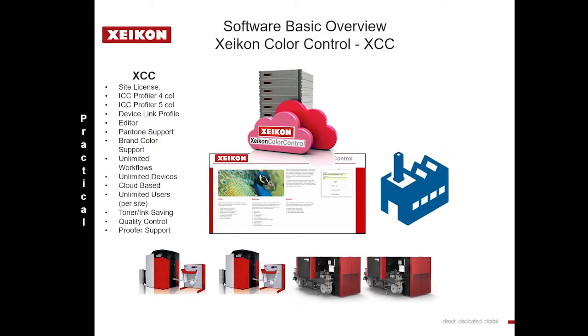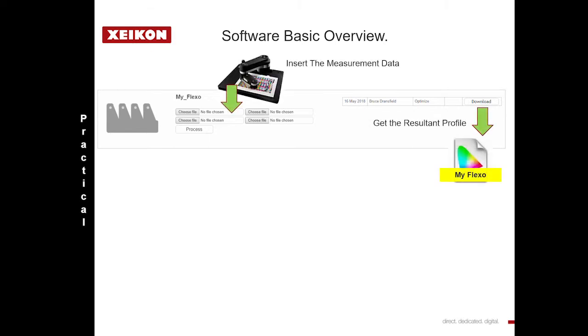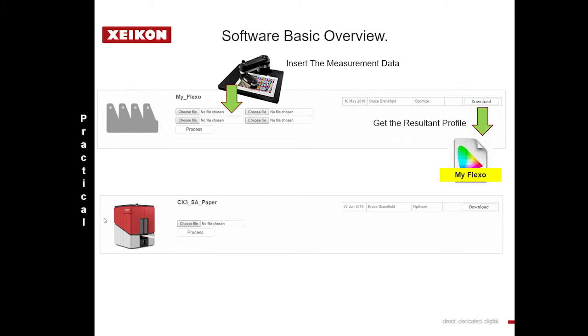Just to recap on how we've done this, we've used Zycon Color Control, which is our ICC generating software, cloud-based, based on a site license, and it has many, many functions. So we would build a workflow in Zycon Color Control called MyFlexo, and we would upload our measurements, and we would get back our profile. Likewise, we would build a workflow for our CX3.